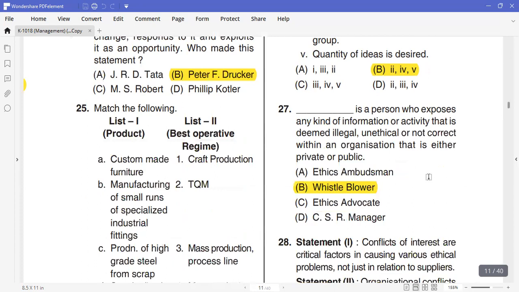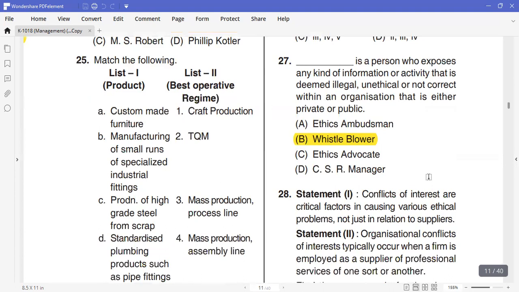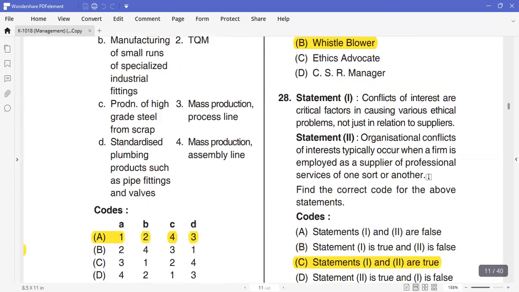So 27th question: dash is a person who exposes any kind of information or activity that is deemed illegal, unethical, or not correct within an organization that is either private or public. So he is basically called a whistleblower. That is, a person who exposes something wrong in the company to the media, to the public, is actually called a whistleblower.